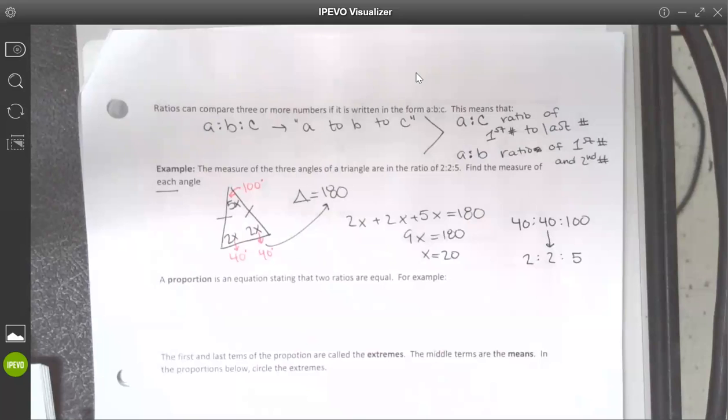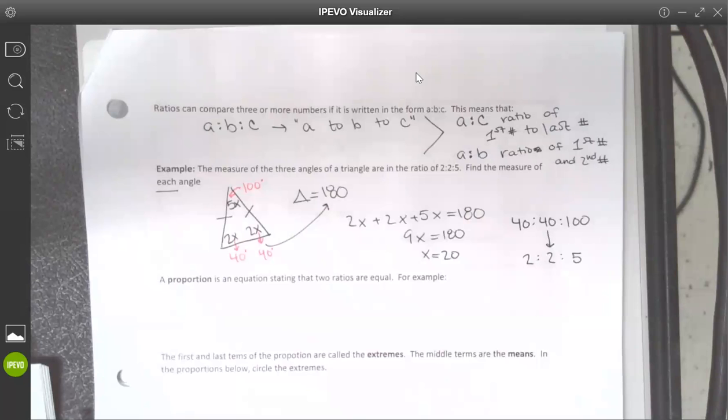If that was confusing to you, don't stress too much. That is really not the focus of this unit. It's just kind of showing you where you would see this. Again, that's more of a standardized test type question. Okay, so there's our basic ratio idea.